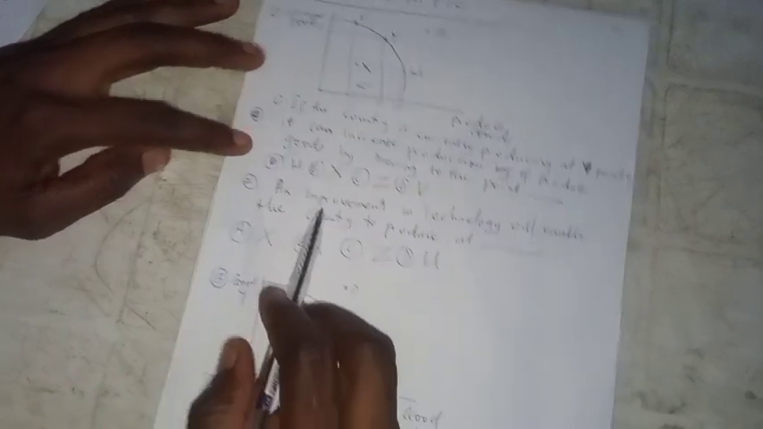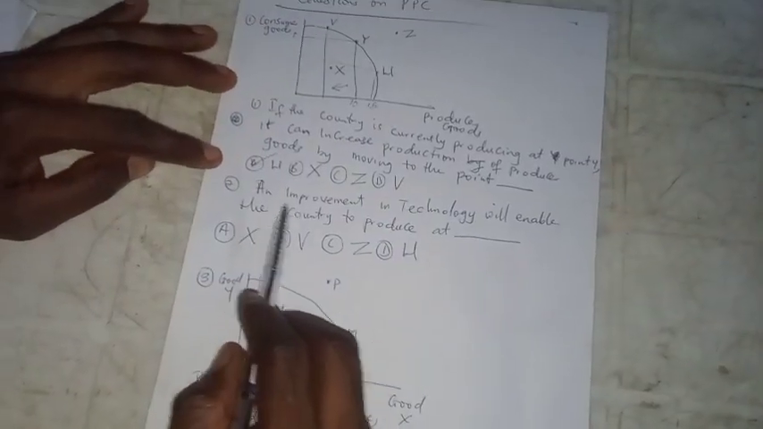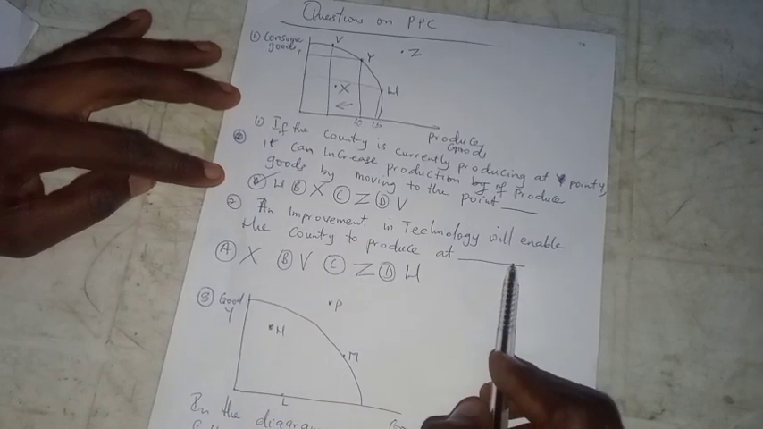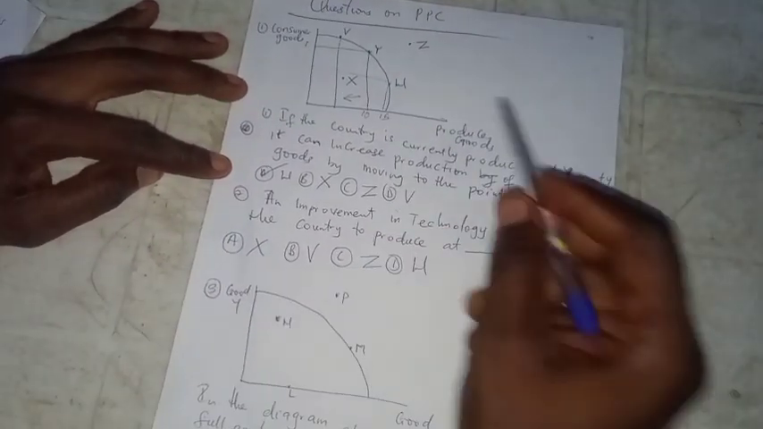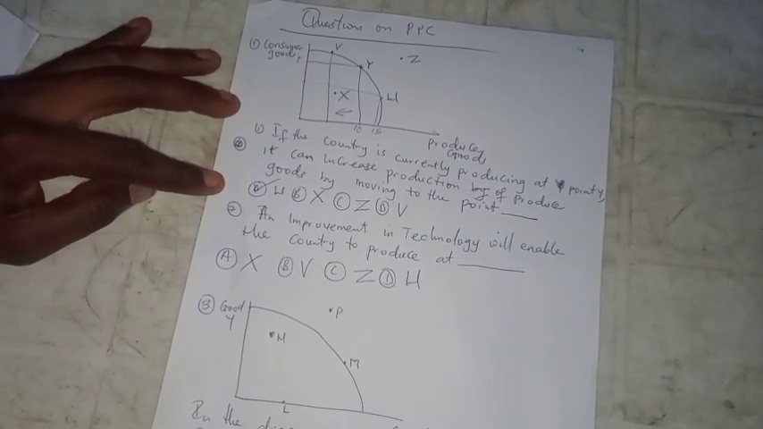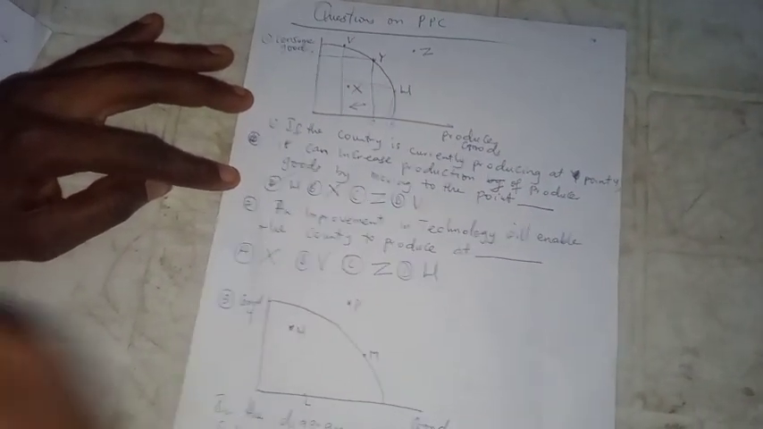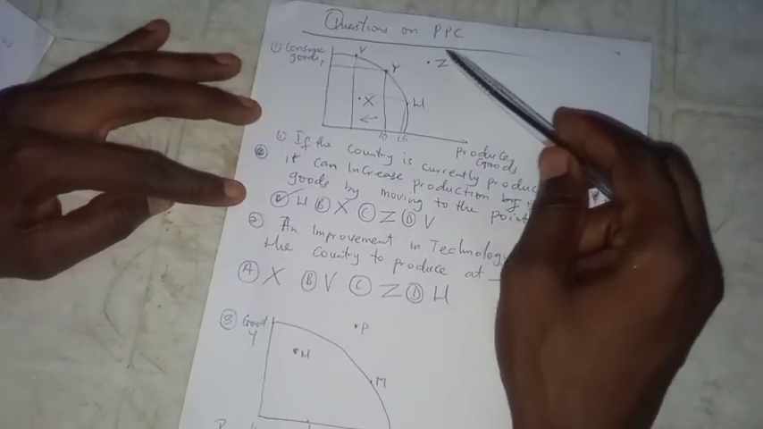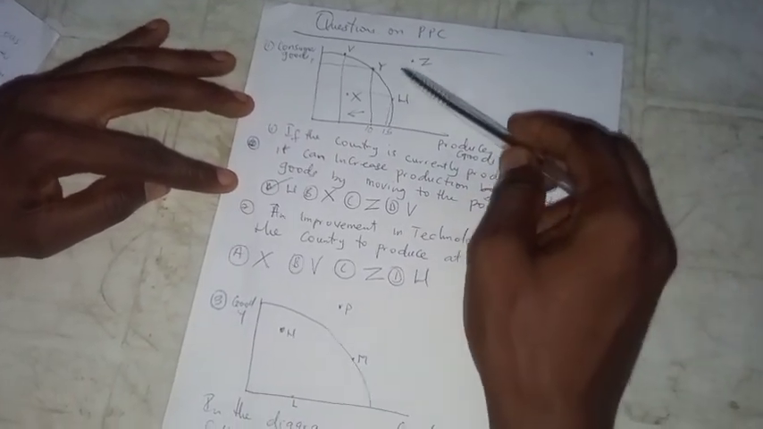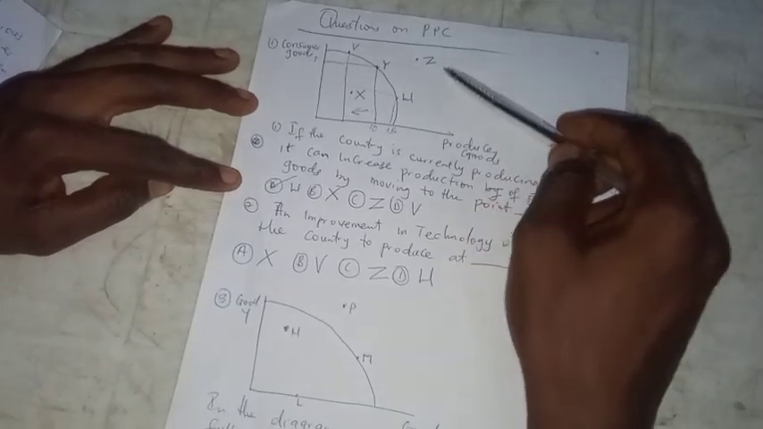So let's look at the second one. From this same diagram, they now said an improvement in technology will enable the country to produce at dash. What can help the country? At what point did we mention improvement in technology? We mentioned it when we had to do with how to move outside the curve, the PPC.